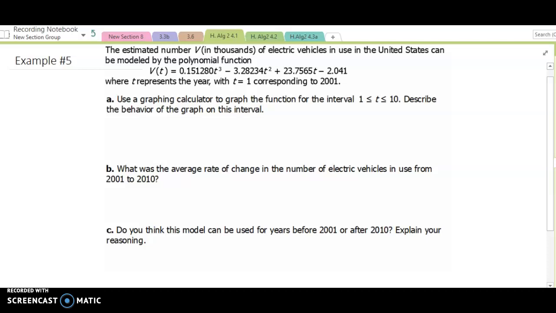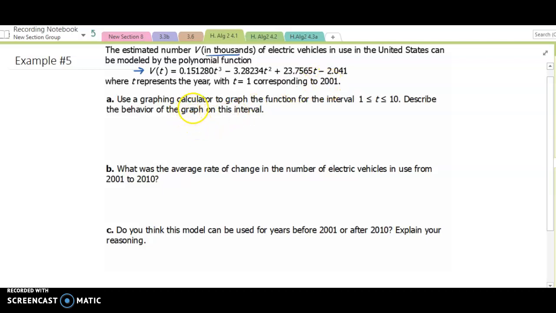All right, so this is the third and final video for section 4.1, and it's just example 5, which is the word problem. Okay, so it says the estimated number V in thousands of electric vehicles in the United States can be modeled by the polynomial function, and then we get this big long equation, where t represents the year with t equals 1 corresponding to 2000.